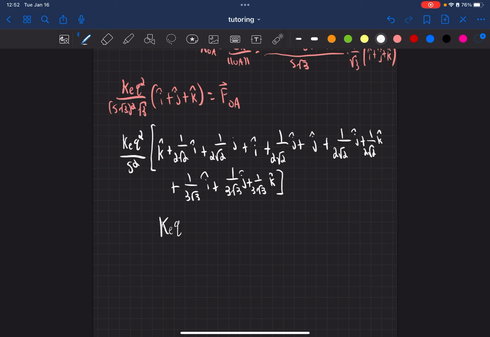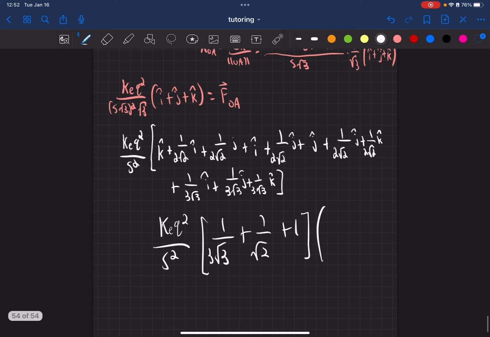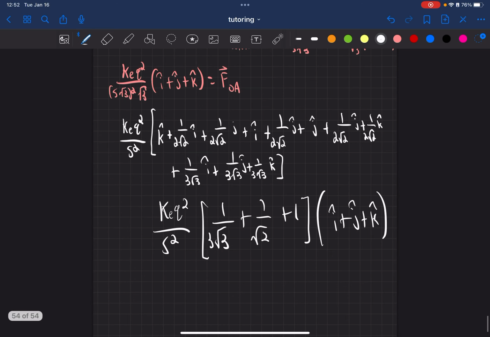k_e Q squared over S squared. And you end up with 1 over 3 root 3 plus 1 over square root of 2 plus 1, times i, j, k. I plus j plus k. And this sort of makes sense, right? Because it's a square. So each of the different components are going to have the same sort of thing. But now you can plug in and you can get some answers.